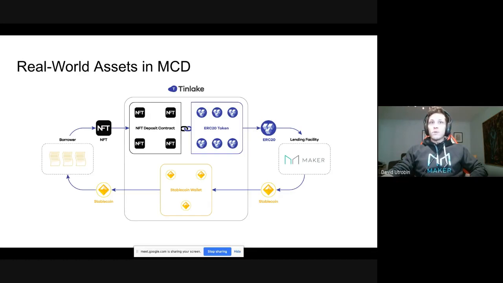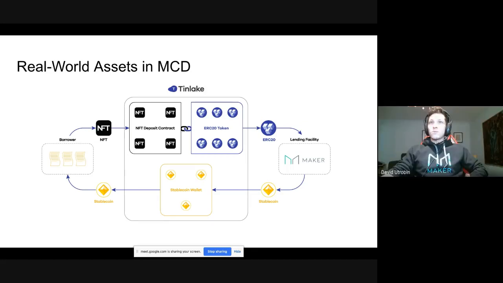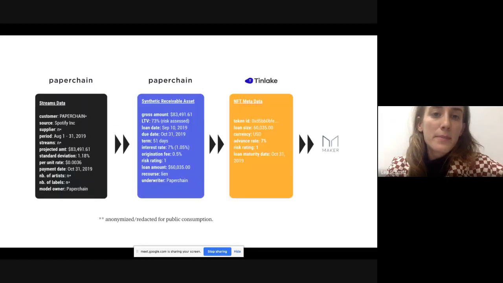That loan would be issued as an NFT. The NFT would then be used in Tinlake to create a CVT ERC20 token that represents dollar slices of the share of the value of this NFT or group of NFTs, and then that can be used as collateral, right? Correct. Yeah, nice.